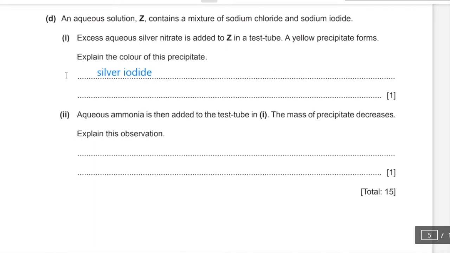Aqueous ammonia is then added to the test tube. The mass of precipitate decreases. We're supposed to explain this observation. So addition of aqueous ammonia dissolves the precipitate, which was silver chloride, but the precipitate silver iodide remains as it was insoluble. So silver chloride dissolves in ammonia and silver iodide remains insoluble.